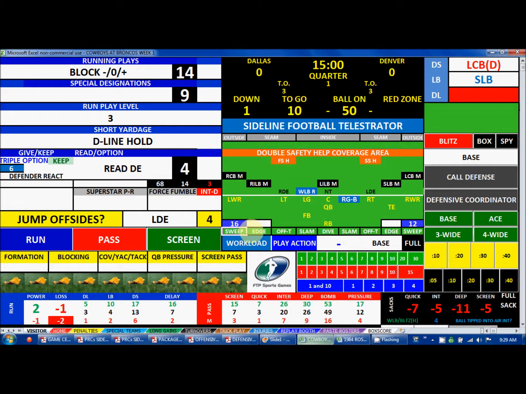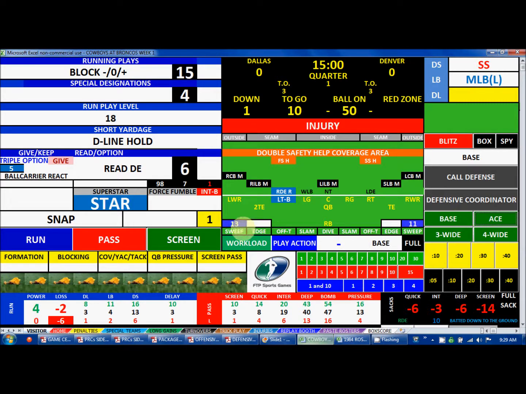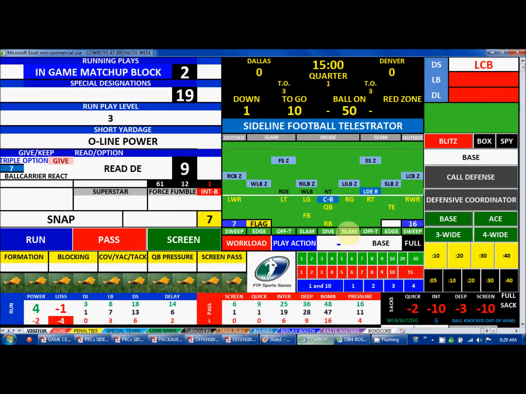Along the bottom, we see the running lanes. Dive behind the center, left or right, slam to the left, off tackle, edge, and sweep. Same thing to the right. Say we're in base. The edge run is behind the second tight end. And then the same thing to the right. Slam right, off tackle, edge, sweep.